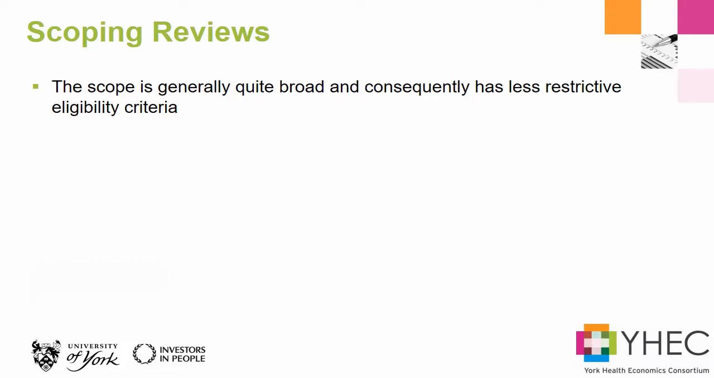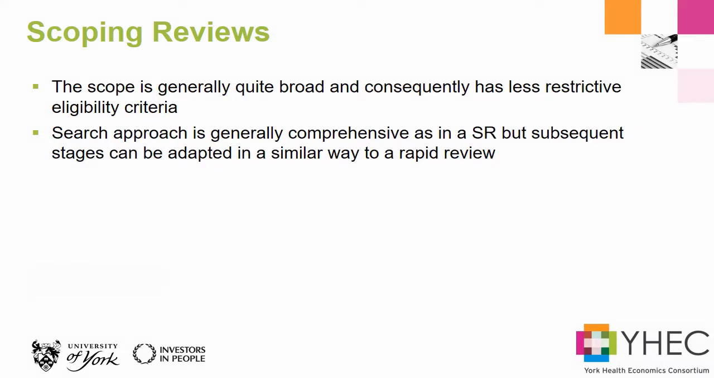Scoping reviews generally have a broader question and therefore less restrictive eligibility criteria. As a result, there is often a large volume of relevant literature and included studies. The search approach is comprehensive as in a systematic review, but there is flexibility in the subsequent stages so that they can be adapted in a similar way to a rapid review, depending on the aim of the project and the available time and resource.